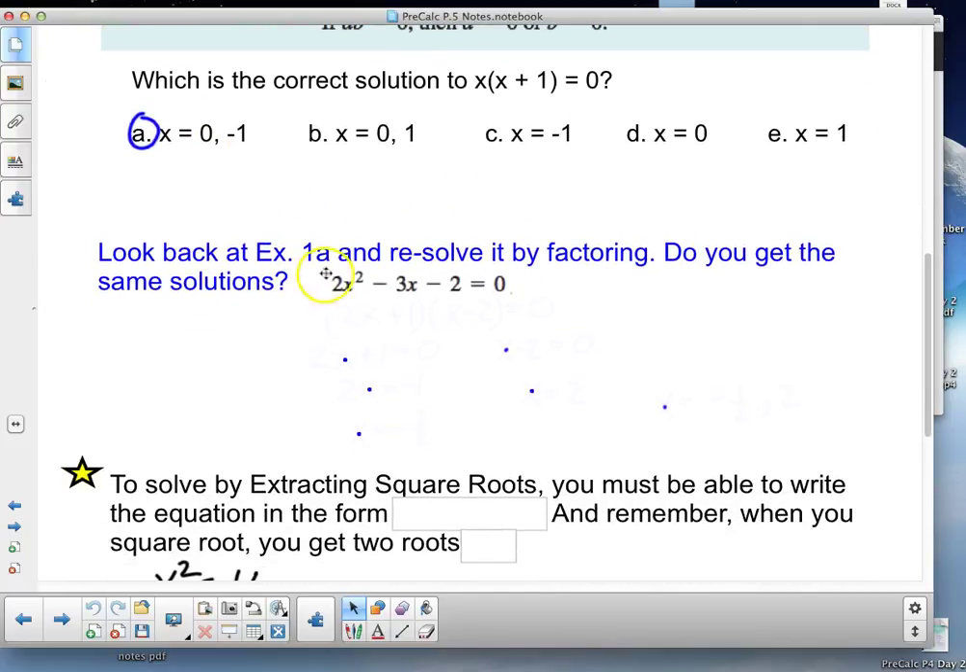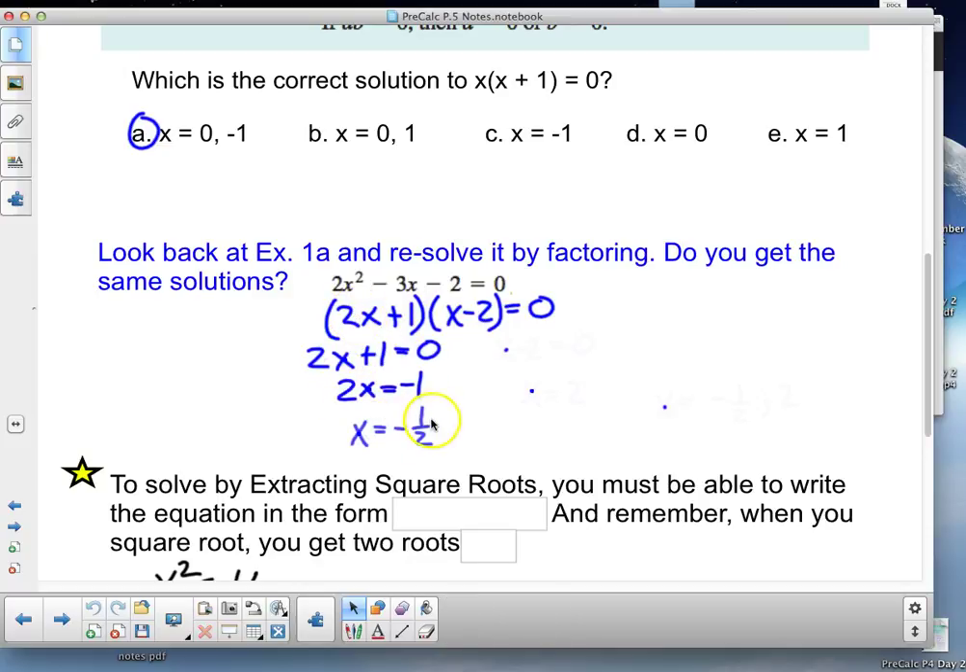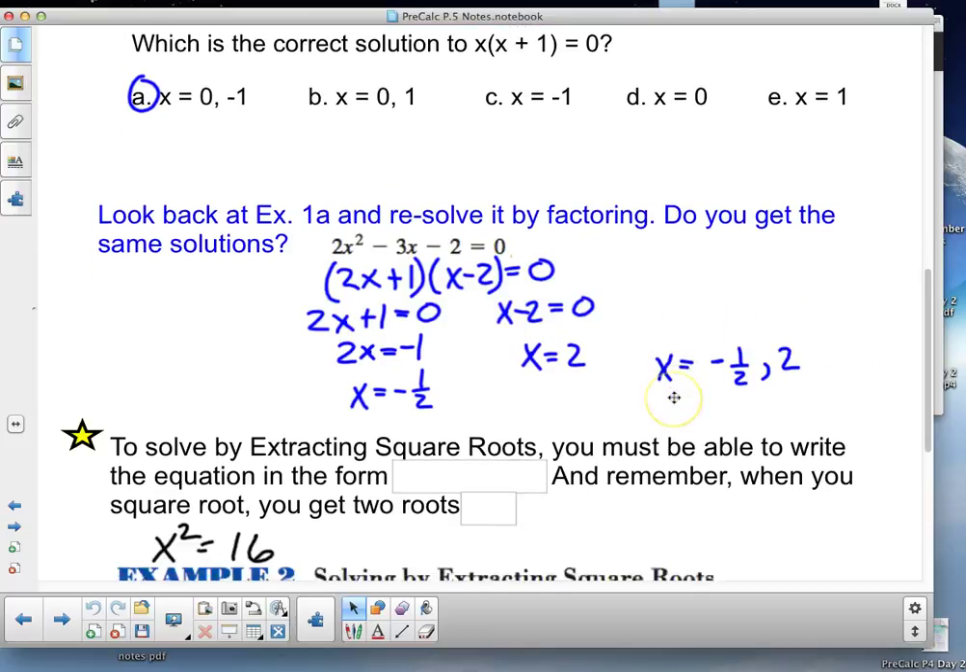Now I'll look back at example 1a and resolve it by factoring. You get the same solutions. So we're going to factor this. I'm going to multiply and factor out 2x plus 1 and x minus 2. I'm going to solve my two things here. 2x plus 1 is 0 when x is equal to -1/2. x minus 2 is 0 when x is 2. So those are my zeros, or the places on the x-axis where my equation will cross.